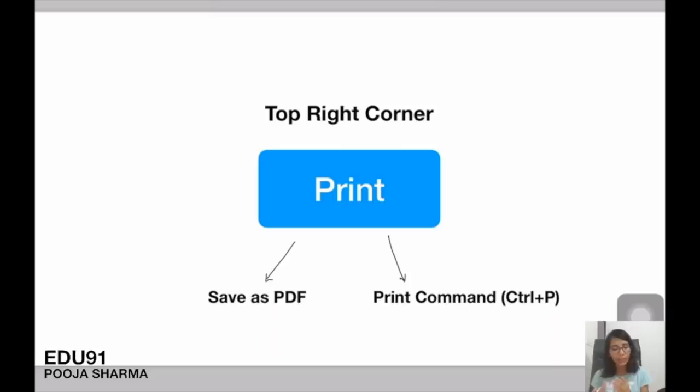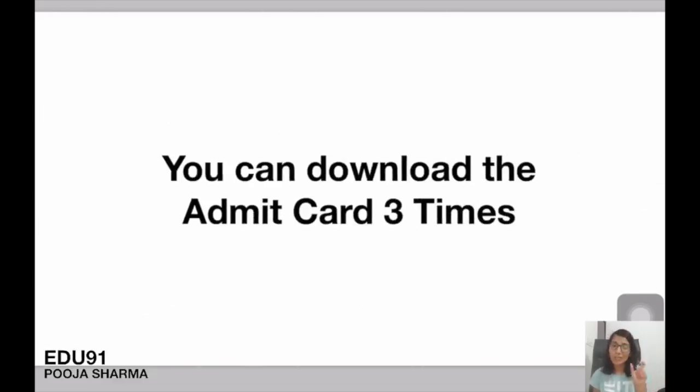But in case you're not connected to the printer, then you can save the file as PDF and save the file in a local computer or any of the important folders, so that you can save it for later use, because you can only download this admit card 3 times. Post 3 times you will not be able to download it. So do not try to download it again and again for no reason.